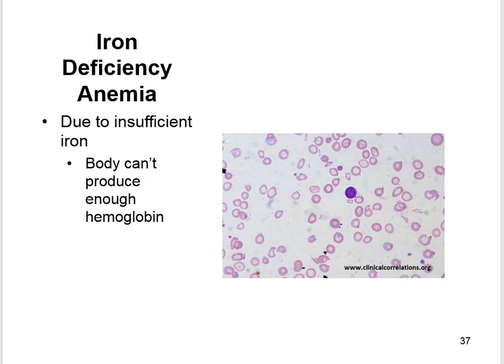Okay, so let's talk about the anemias. First one is the iron deficiency anemia, due to insufficient iron. The body can't produce enough hemoglobin. This causes what they call a microcytic anemia, where the red cells are very small. And you can tell because this is a normal lymphocyte right here, and the red blood cells are smaller than that, so they're microcytic.